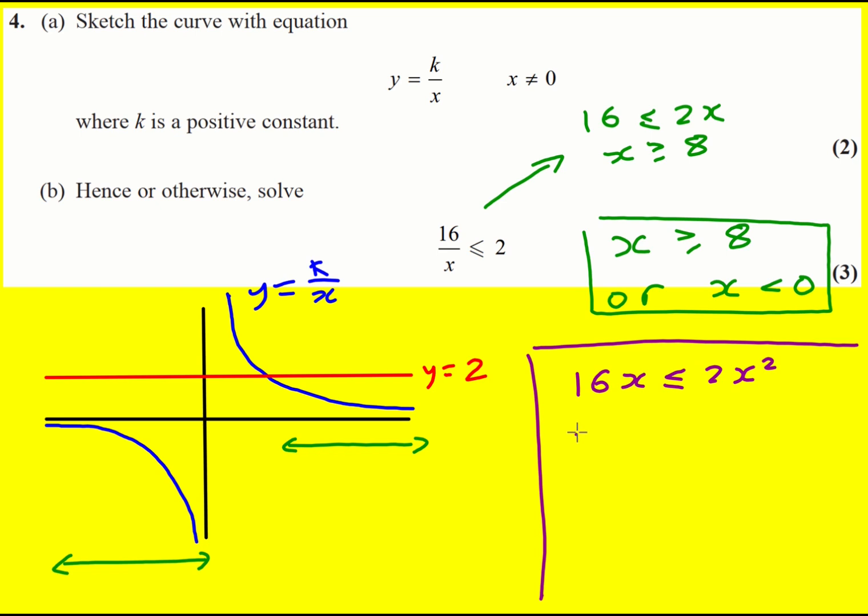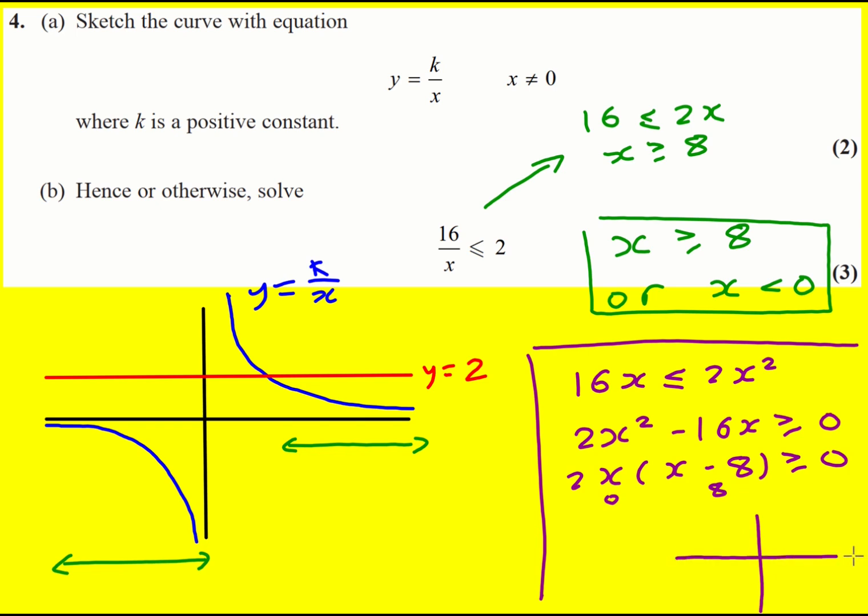We do get a quadratic, but it's not too bad to solve. So then 2x squared minus 16x is going to be greater or equal to 0. I'm going to factorize out the 2x. I'm going to get my roots of 0 and 8. Draw my quadratic. Look for where it's above the axis, where it's greater than 0, and it's going to be this side and this side. And this is 8 and this is 0. So you see clearly from this, x can be greater or equal to 8 or less than 0.